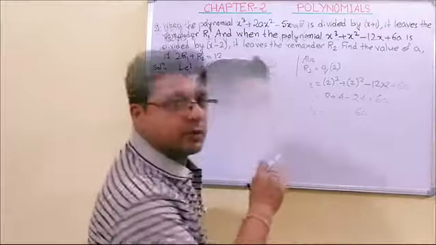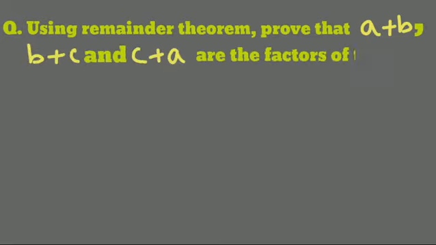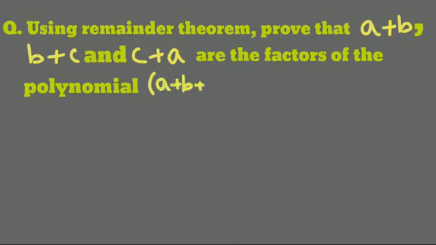In this way we can solve. So we have taken one more question. Using the remainder theorem, prove that a plus b, b plus c and c plus a are the factors of the polynomial (a plus b plus c) whole cube minus (a cube plus b cube plus c cube).